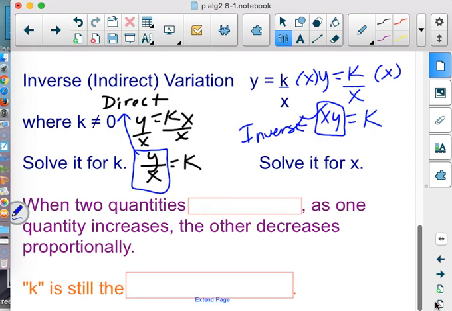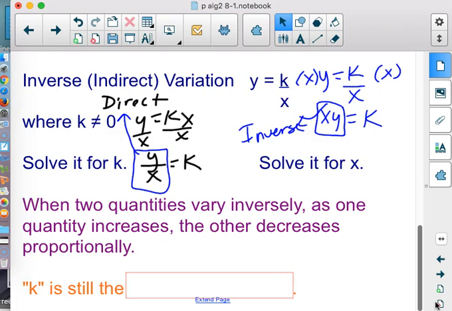When two quantities vary inversely, as one quantity increases, the other decreases proportionally.